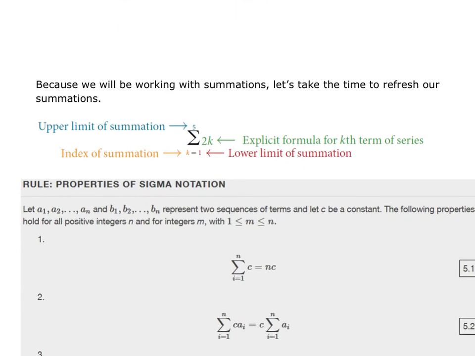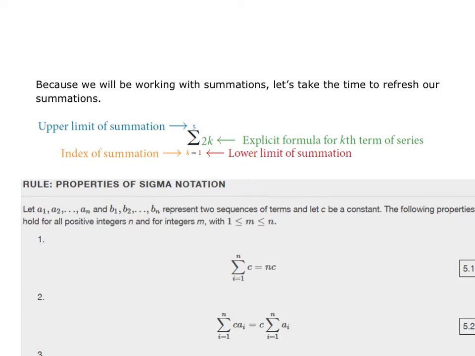Because Riemann sums is looking at summations, we need to have a little bit of a refresher about summation notation. This is the lower index. The index of summation is the k, that's the variable, and this is called the lower limit of summation. And this number up here is the upper limit of summation. And this 2k is the explicit formula.